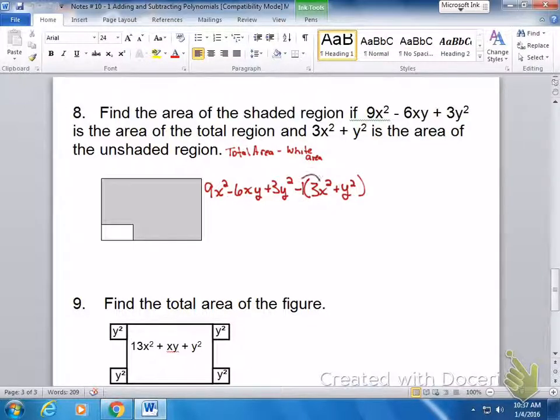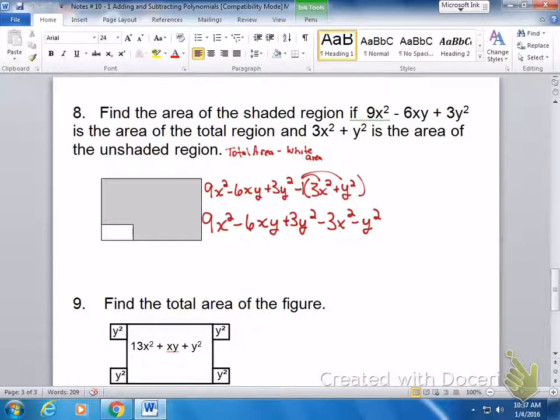I have a -1 I've got to distribute. You can notice these are all really familiar. 9x squared minus 6xy plus 3y squared, -1 times 3x squared minus 3x squared minus y squared. Now we're right back where we were.